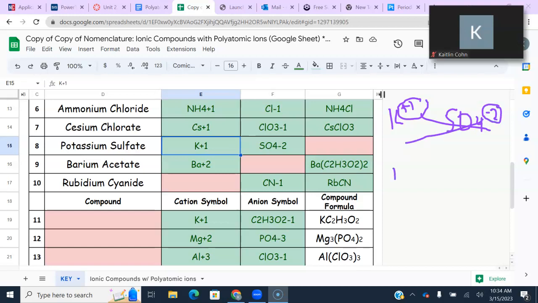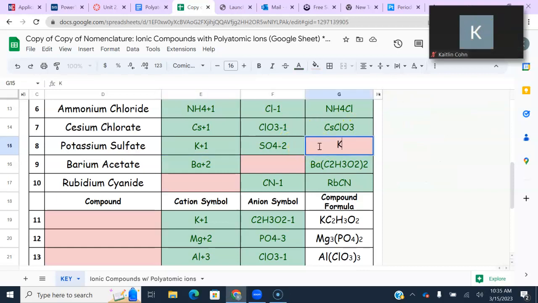And that would give us K2 and then SO4. Because remember, if there's a 1, we don't actually have to write it. So it would just be K2 SO4. So let's type this in. And the good thing about this assignment is that we don't have to worry about making them subscripts or superscripts. It just recognizes the number.